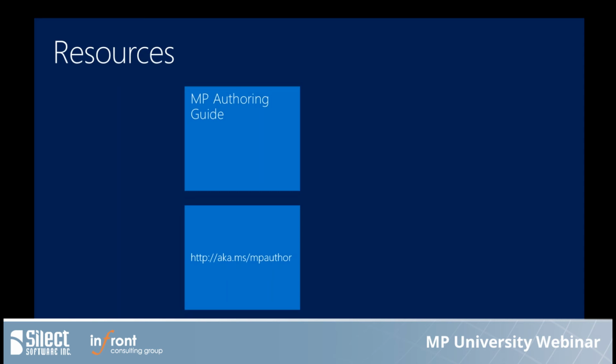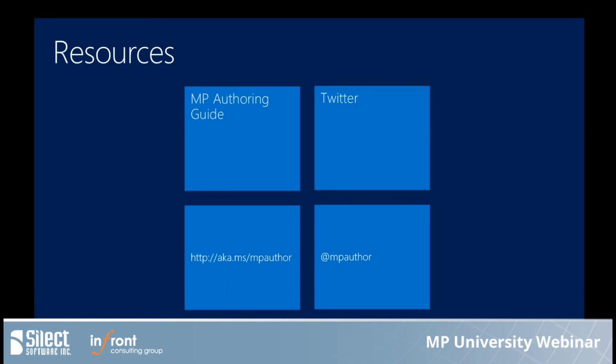There's an alias, a fairly simple URL to get there. My apologies, the Silect guys and I always have that little name collision with MP Author, so that's not to be confused with the name of their authoring tool they're going to be showing later. Also not to be confused with that is the Twitter handle that I've been using for a while, which is MP Author.